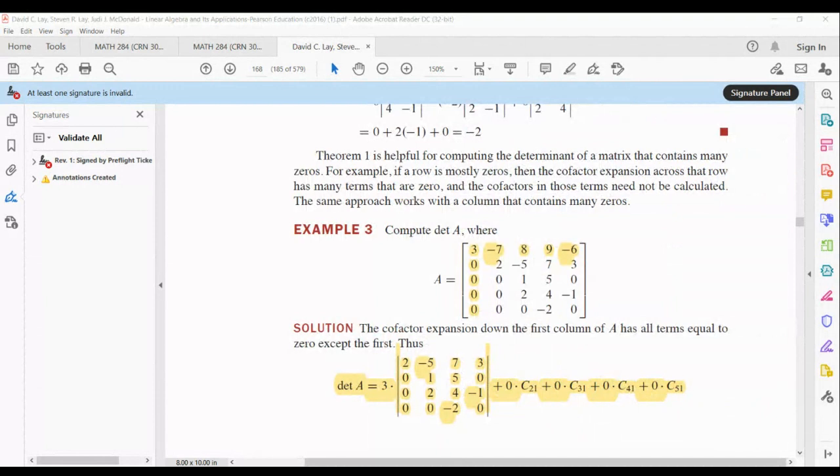So, okay, well now we have this 4x4 matrix. Which row or column do you want to expand on? If you had to pick a choice, what would be your choice here?